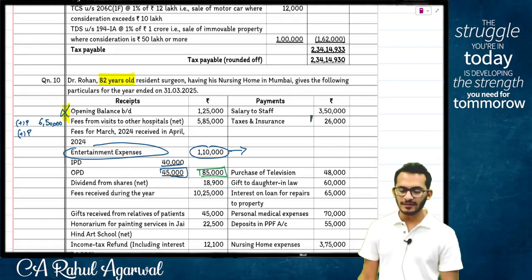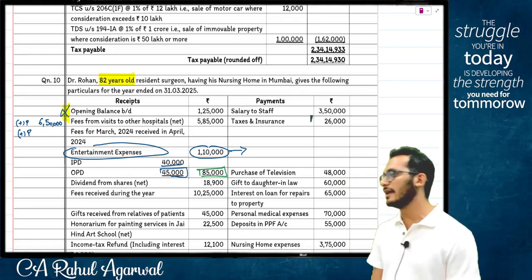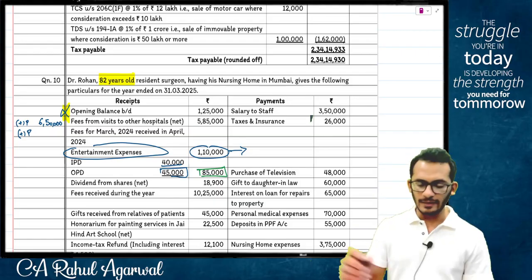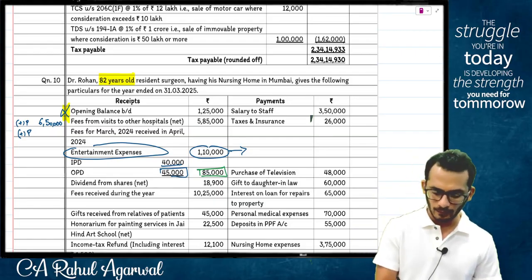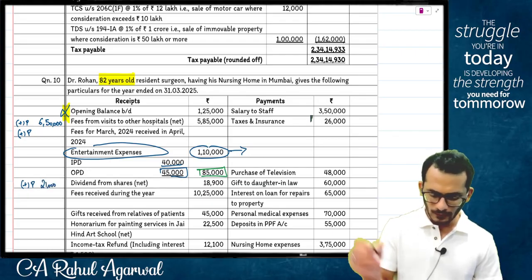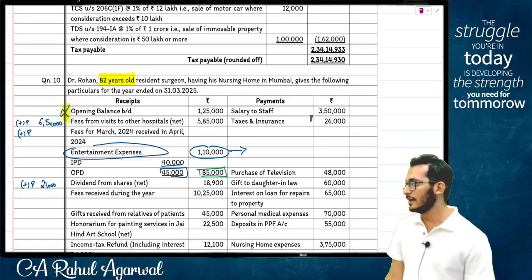Next, dividends from shares. Net number is 18,900. Again, the net number is given to you. I have TDS, so I am going to tax 21,000. Next, fees received during the year is 10,25,000.